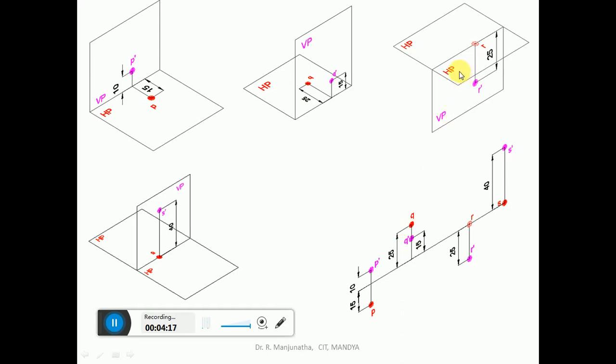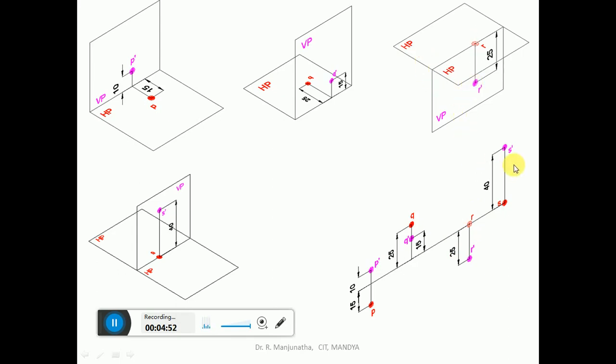And now point capital R is below HP and on VP. Since it is on VP, obviously the point will be on HP. So here the small r will be on the XY line. And below HP is seen in the vertical plane. So below HP distance is seen in the vertical plane, wherein the distance is 25 mm. So below HP condition is satisfied both in the fourth quadrant as well as the third quadrant. Therefore, the point capital R lies in third as well as fourth quadrant.